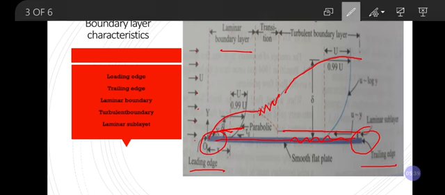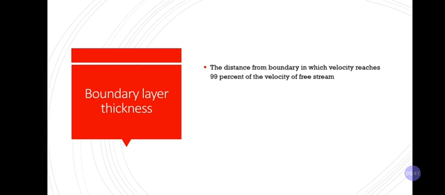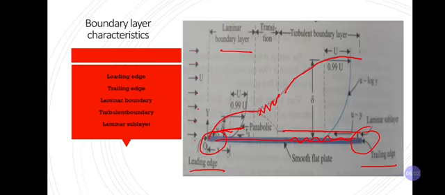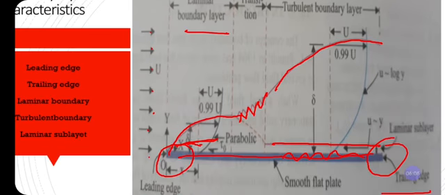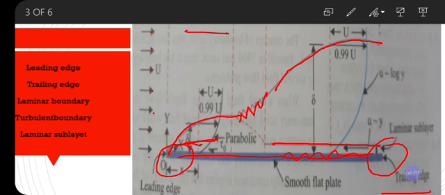Now we will see certain definitions related to it. First is boundary layer thickness. How thick is this boundary layer, and up to what thickness does this theory apply? The definition says it is the distance from the boundary in which velocity reaches 99% of the velocity of the free stream. In this figure I can also show you that the mainstream velocity is denoted by capital U.